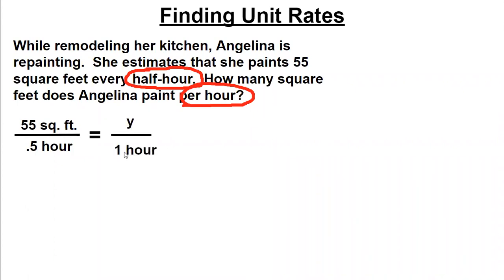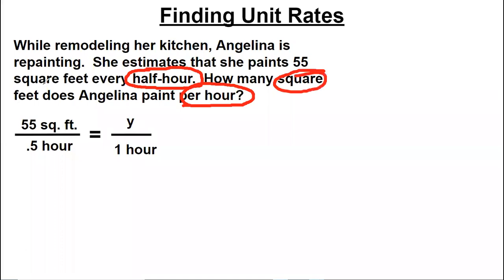We're going to keep hours with hours. They have to stay on the same bottom together. And then on the top, we're going to have square feet. So the question we're looking for is how many square feet. So square feet is our missing variable, and square feet on this side.